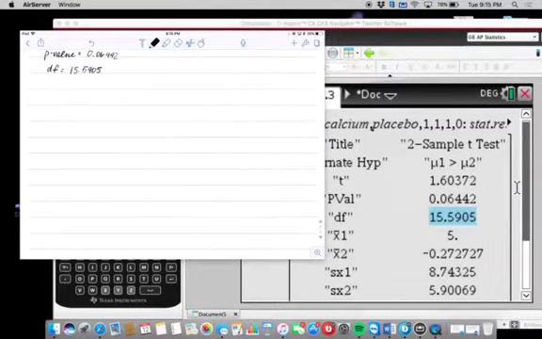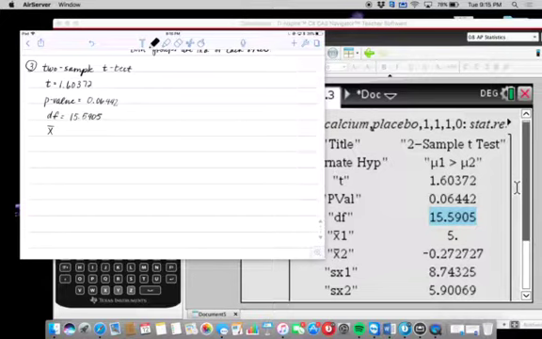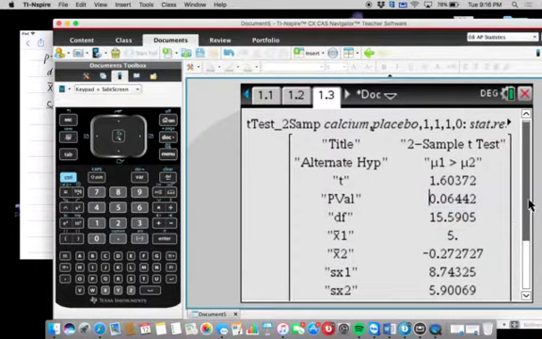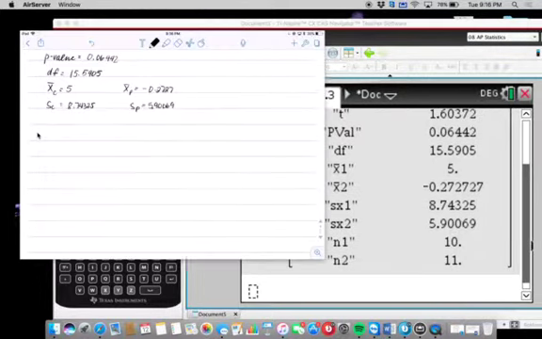Okay, and then let's go ahead and write our sample means. The sample mean for calcium is going to be 5. The sample mean for the placebo is going to be negative 0.2727. The standard deviation for calcium is going to be 8.74325, and the sample standard deviation for the placebo is going to be 5.90069. Let me see any other important information. We already have the sample sizes, so we don't need to worry about that.